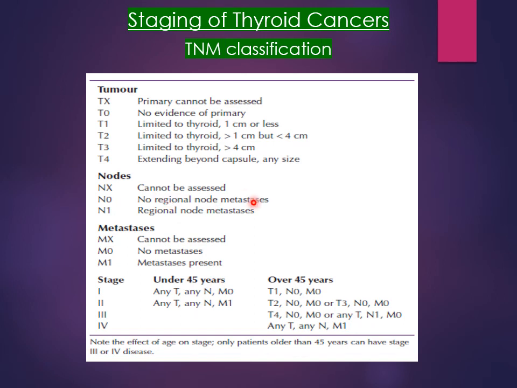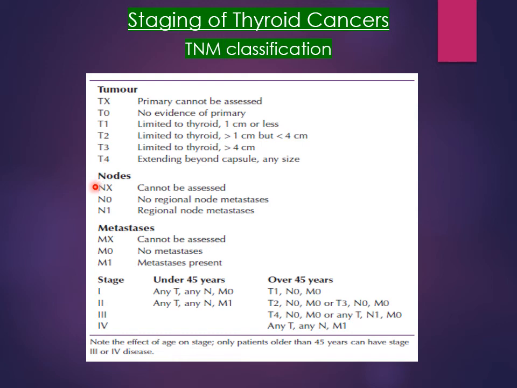Okay, this slide shows you the TNM staging of thyroid cancers. The tumor is indicated by T here, T1 to T4. T1 and T2 tumors are confined to the thyroid. T1 is less than 1 cm and T2 is more than 1 cm but less than 4 cm. T3 tumor is limited to the thyroid, but it is a large tumor, more than 4 centimeters. And T4 is when it extends beyond the capsule, immaterial of the size.